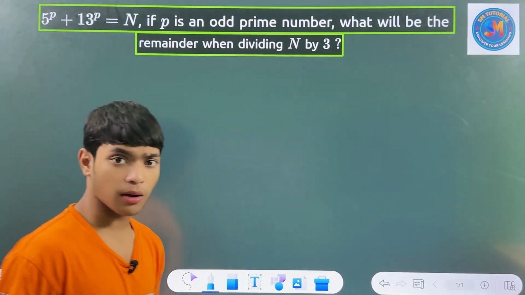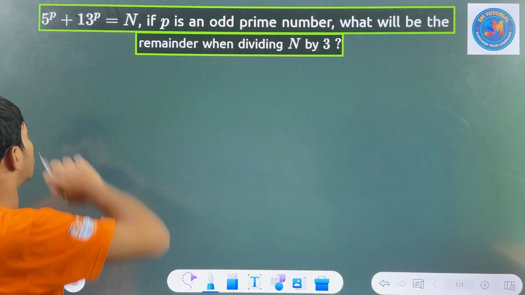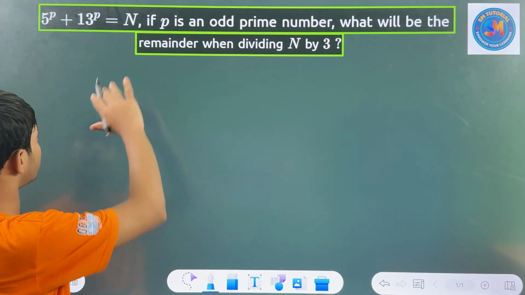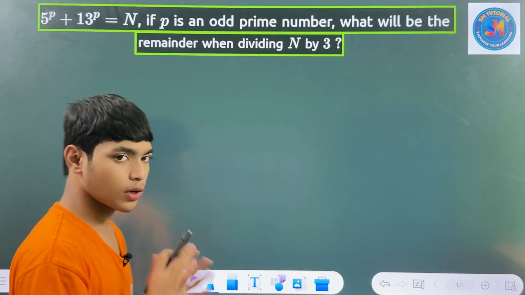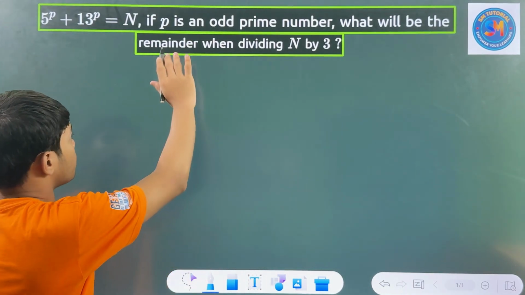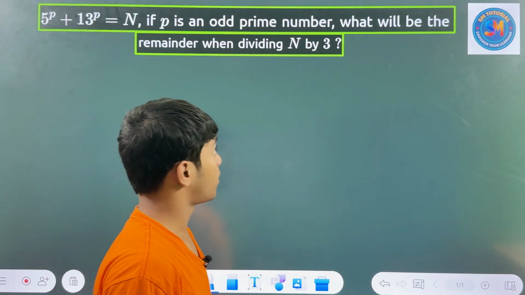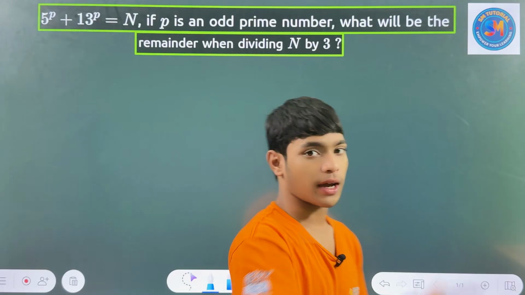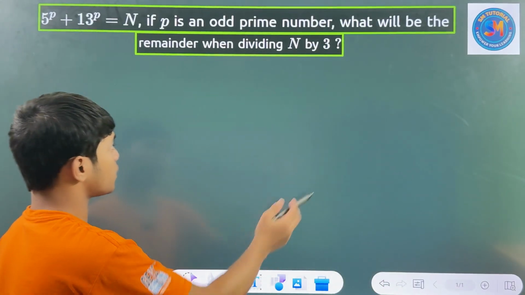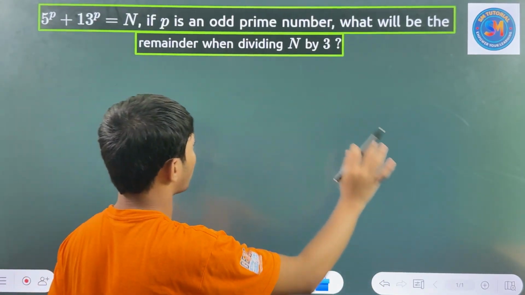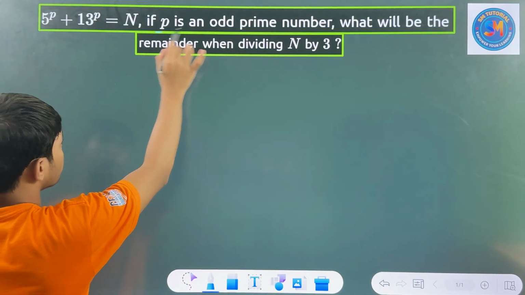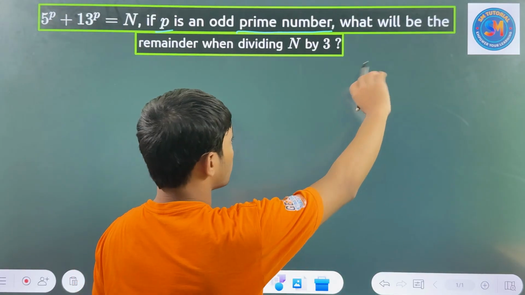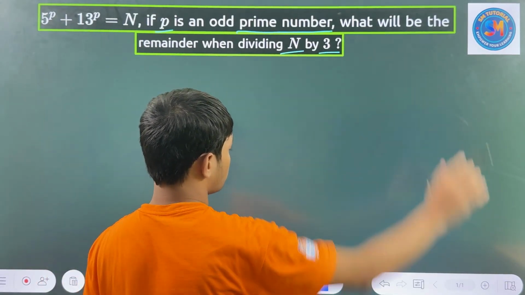I wrote here a problem. The problem is 5 to the power p plus 13 to the power p equals n. Okay? If p is an odd prime number, what will be the remainder when dividing n by 3? So, according to the question, we understood that p is an odd prime number, okay? And I have to divide n by 3.